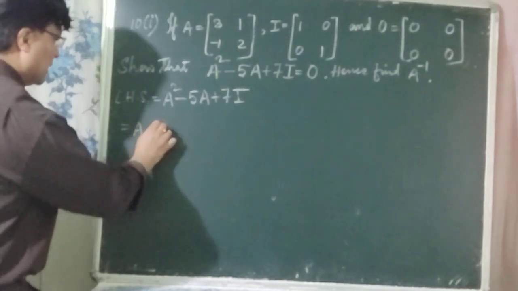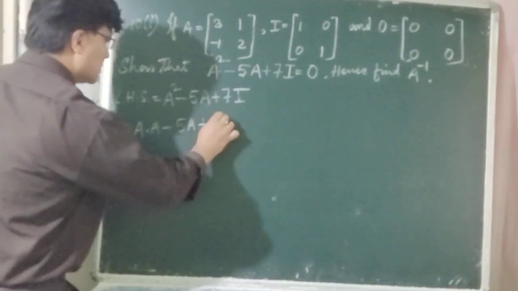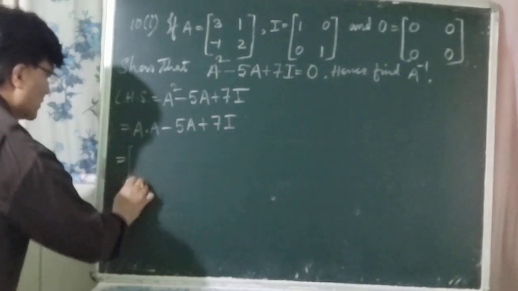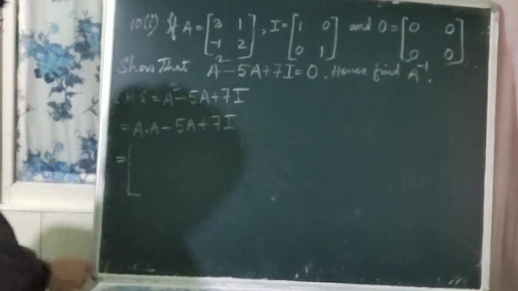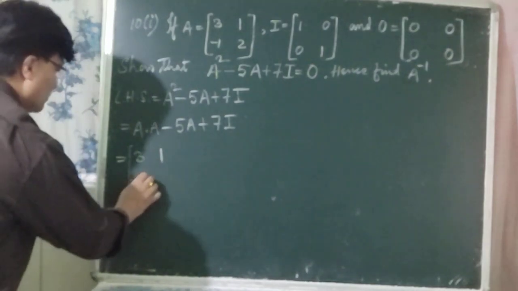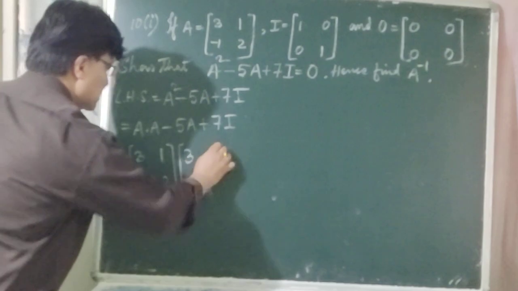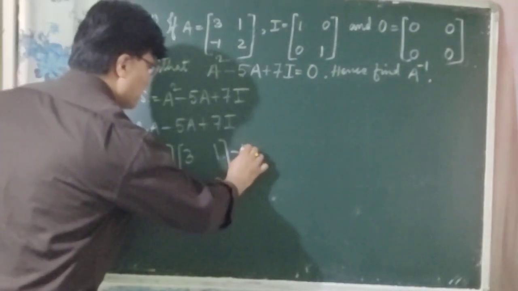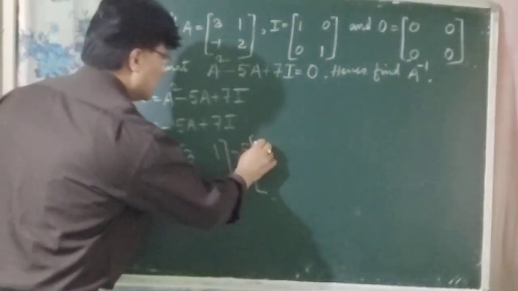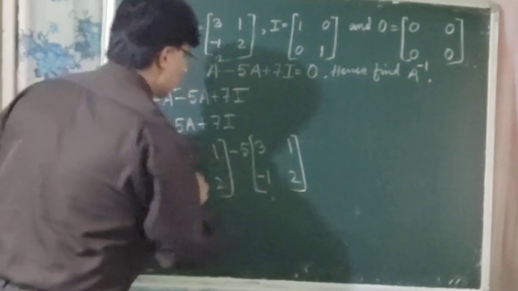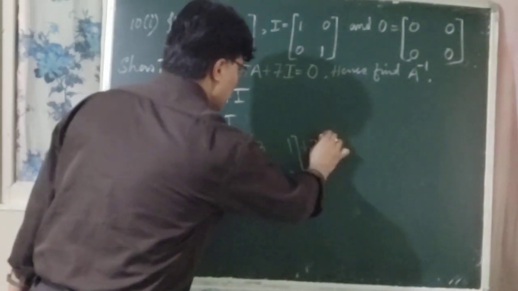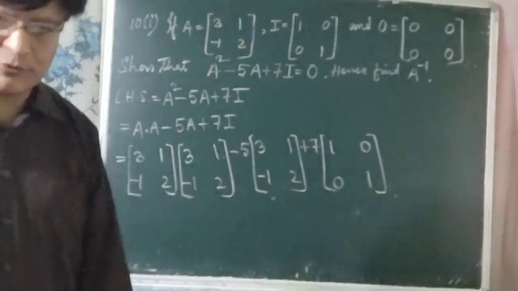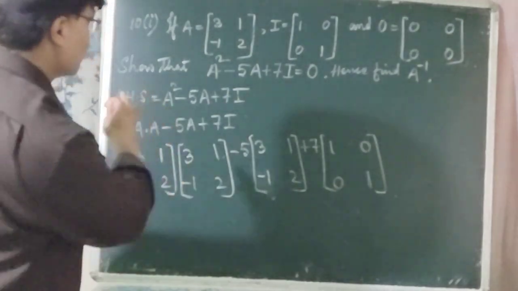What is A square here? A dot A minus 5A plus 7I is equal to, what is A dot A now? This is A is 3 1 minus 1 2, and also A is 3 1 minus 1 2. A is repeated twice here. Then again minus 5, and what is A out here? Again it is 3 1 minus 1 2, right? Plus 7, what is I? It is 1 0 0 1. So this is your given expression. That is your left hand side.